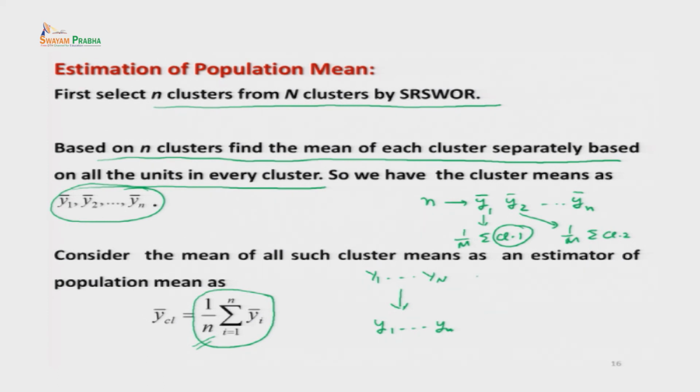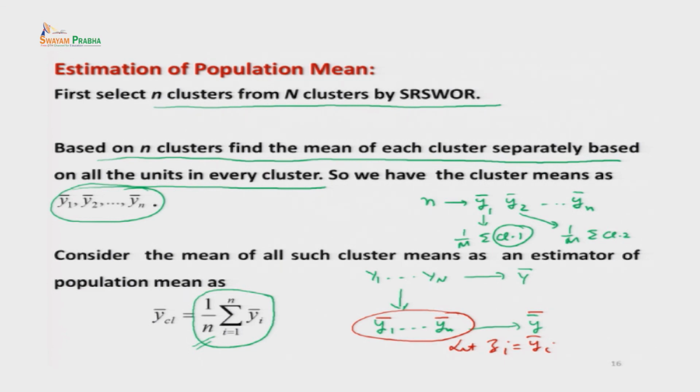And this population has a population mean capital Y bar, and this sample had a sample mean small y bar. Now I am replacing this y1, y2, yn as y1 bar, y2 bar, yn bar, and then I am trying to find out here the mean of all these sample means. So now, let z i be equal to y bar i.